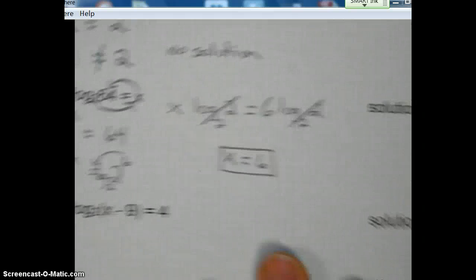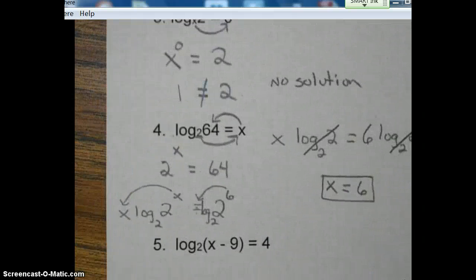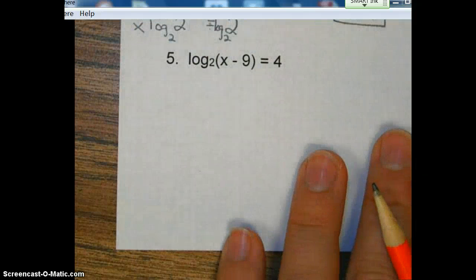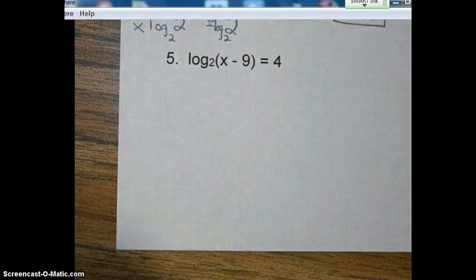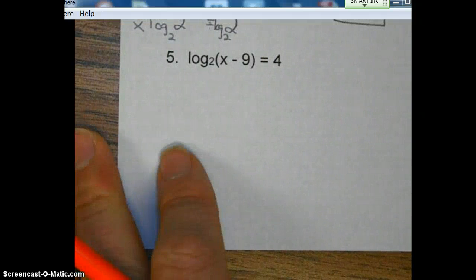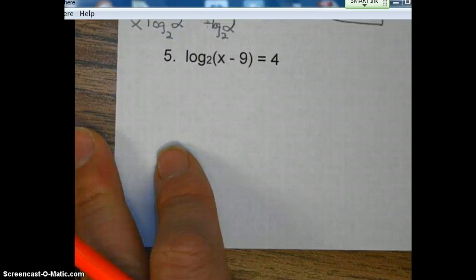Okay, let's look at number 5. Remember, if you have any questions or you're confused, please see me in class. I'd be glad to help you. Okay, number 5. Here we go. Do you have your seatbelts on?